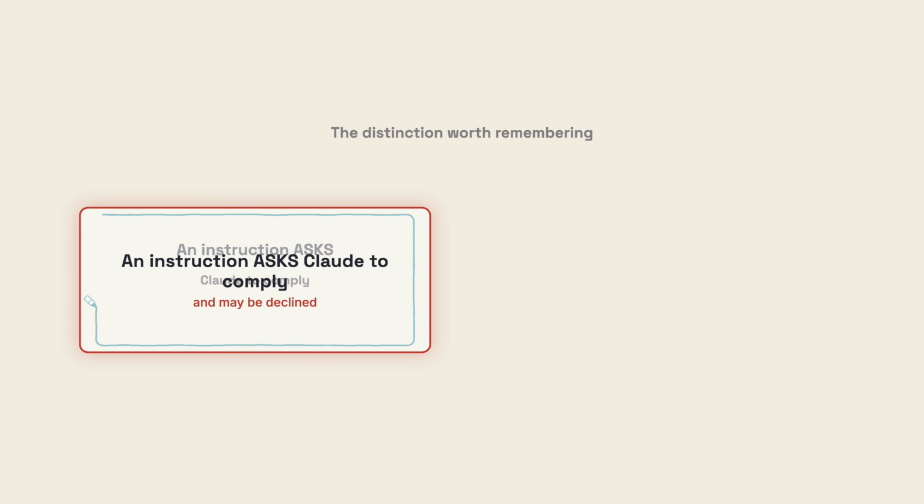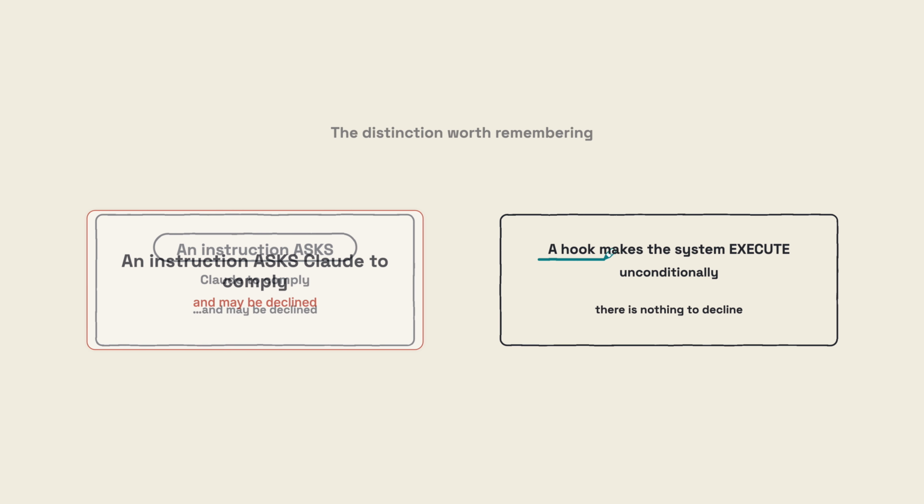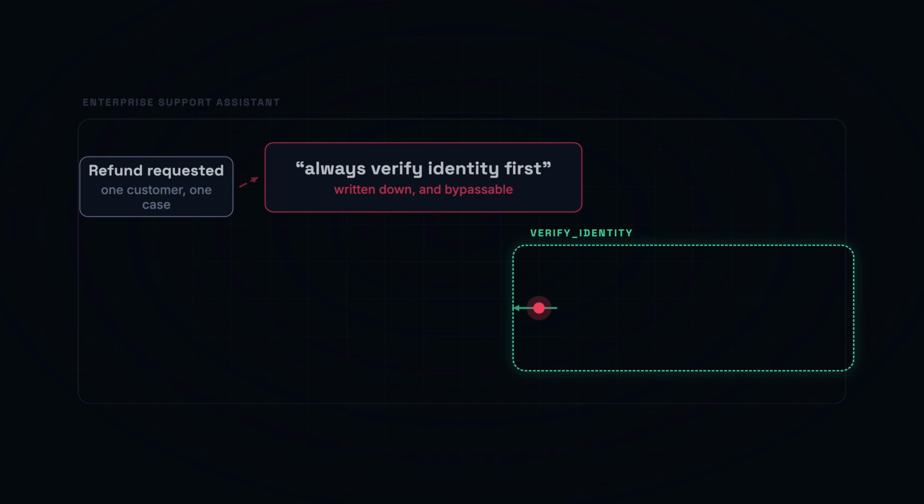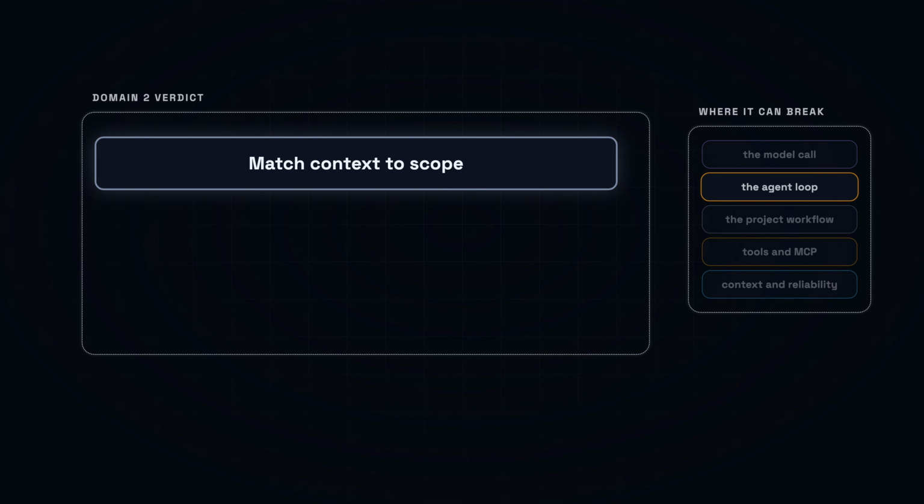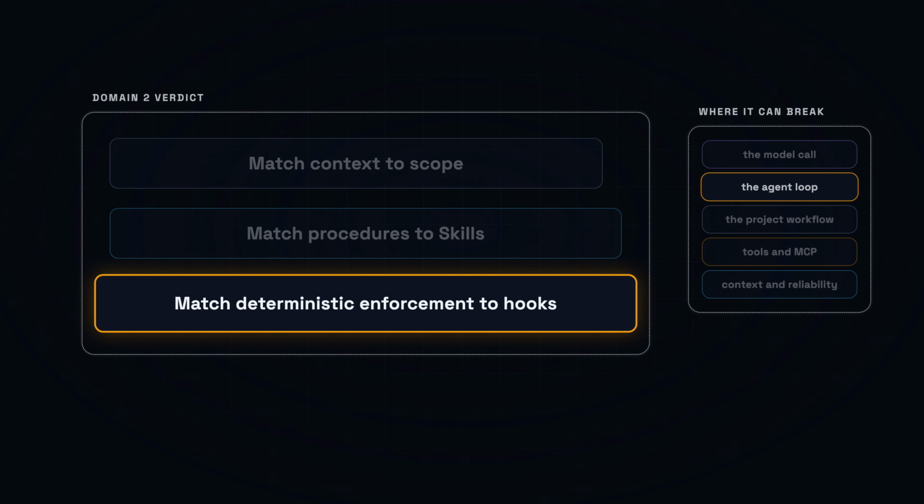This is the distinction worth remembering. An instruction asks Claude to comply. A hook makes the system execute. If identity verification must always happen before a refund action, prose alone is weaker than a programmatic control. Domain 2 verdict: match context to scope, procedures to skills, and deterministic enforcement to hooks.